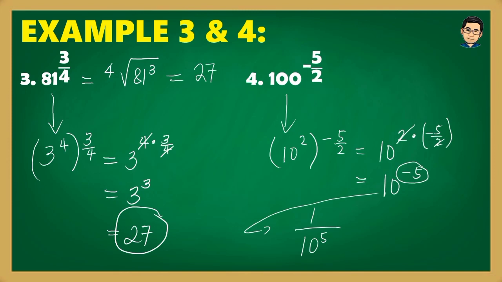Again, hindi natin pwedeng iwanan yung 10 raised to the 5th power. It's because pwede naman natin siyang isimplify. So, ibig sabihin lang nun, imumultiply natin yung 10 5 times. So, 10 times 10 is 100 times 10, 1,000, another 10, 10,000, and then another 10, 100,000. Ibig sabihin, 1 over 10 raised to the 5th power is equal to 1 over 100,000. So, yung sagot natin for 100 raised to negative 5 over 2 is 1 over 100,000.